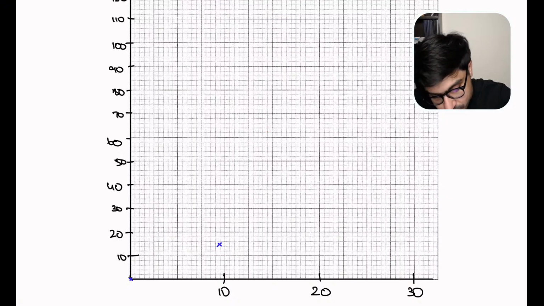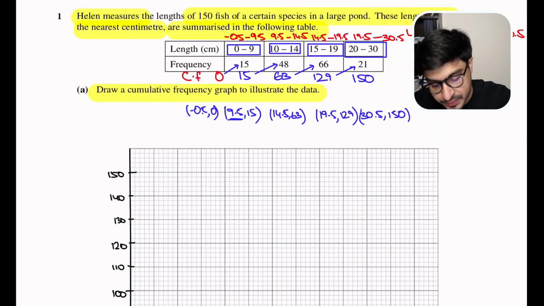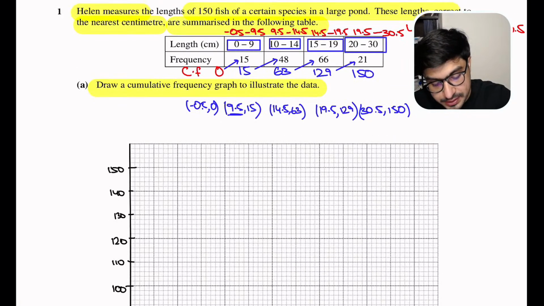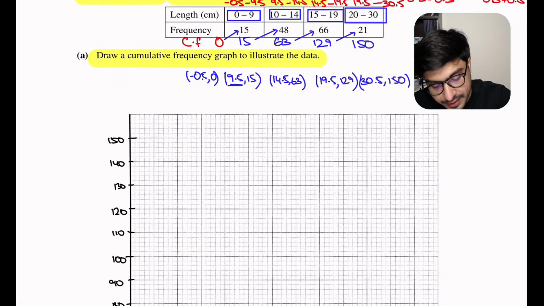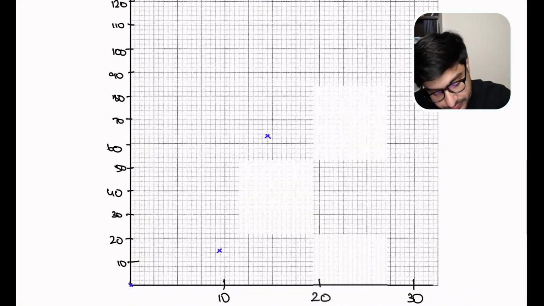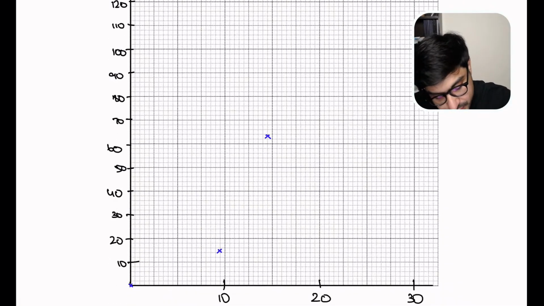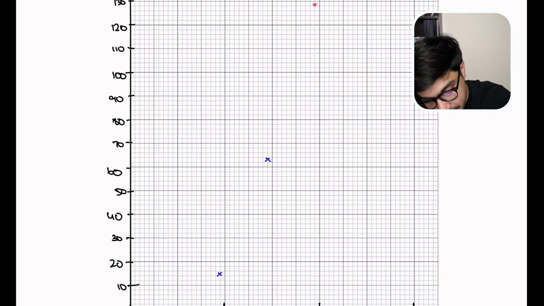So this is what it is going to be, that it is going to be 63. Then what happens? Then it is going to be 19.5 by 129. So 19.5 is going to be where? 19.5 is going to be here, and 129 is going to be here, right? So we have to mark it over here, so that it is going to be something like this.